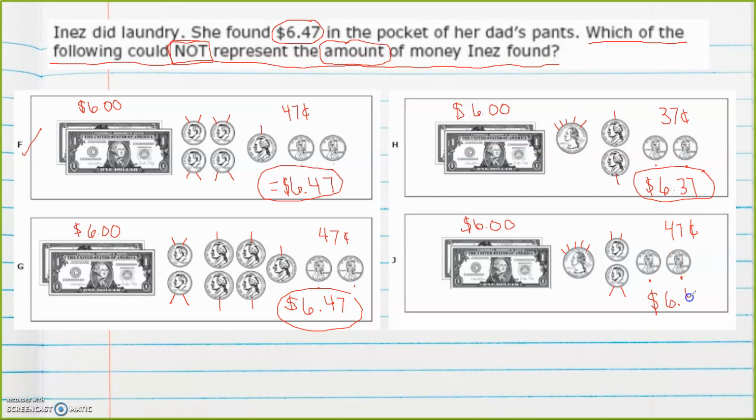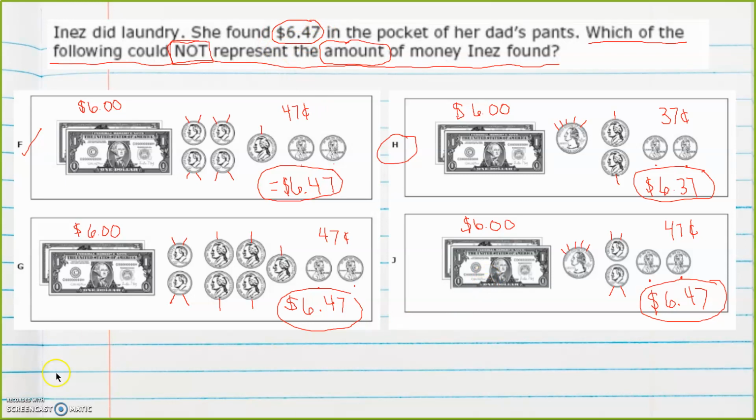I want you to pause the video right here, and I want you to figure out which one does not equal $6.47. If you said H, you are correct. H is the only one that equals $6.37. All of the other ones equal the amount that Inez found.